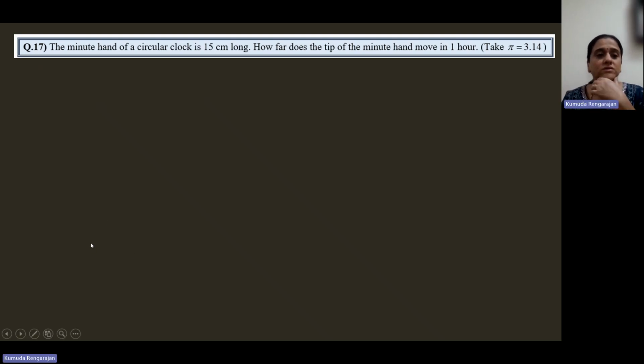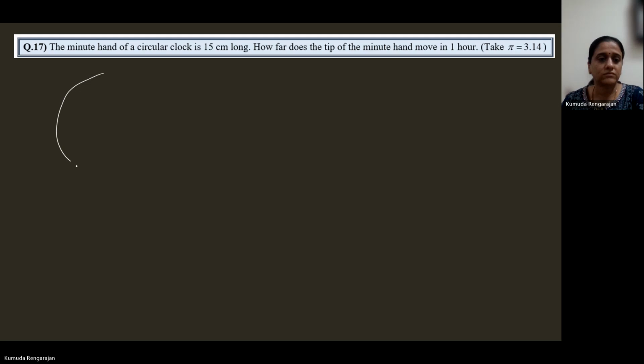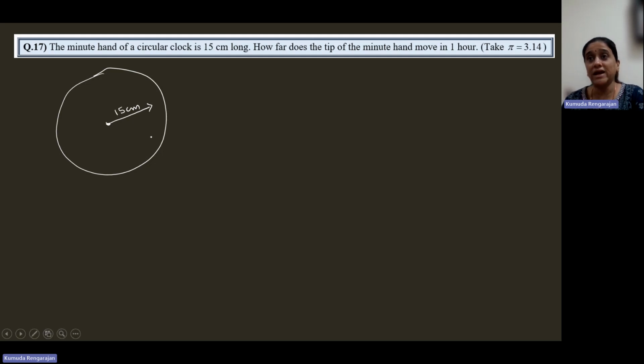See this question. The minute hand of a circular clock is 15 centimeters long. How far does the tip of the minute hand move in 1 hour?